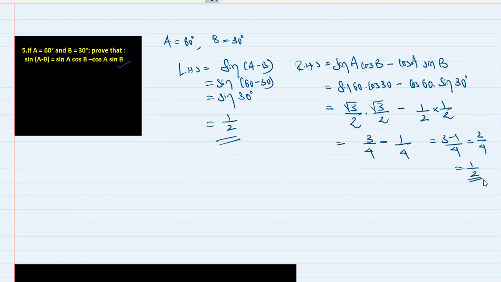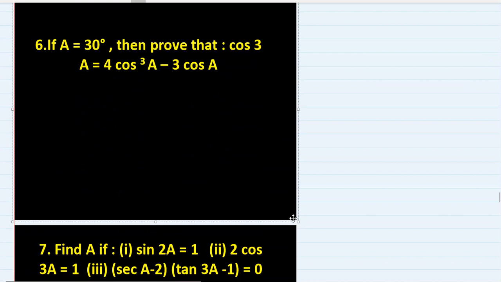So your RHS becomes 1 by 2. LHS was already 1 by 2 and we have proved this identity. Let's go to the next question.